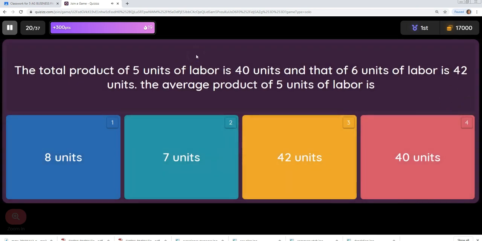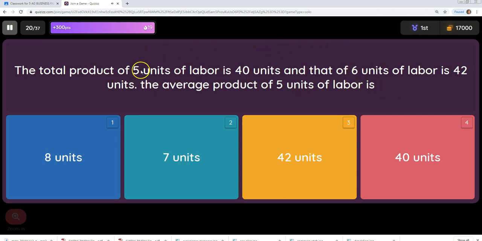The total product of 5 units of labor is 40 units, and that of 6 units of labor is 42 units. The average product of 5 units of labor is... Let's read that again. Okay, so let's say we have 5 people, and they produce a total of 40 units. Those 5 people together produce 40 units. The average product of 5 units of labor, so we can ignore the 6 units of labor and just focus on 5 units of labor.